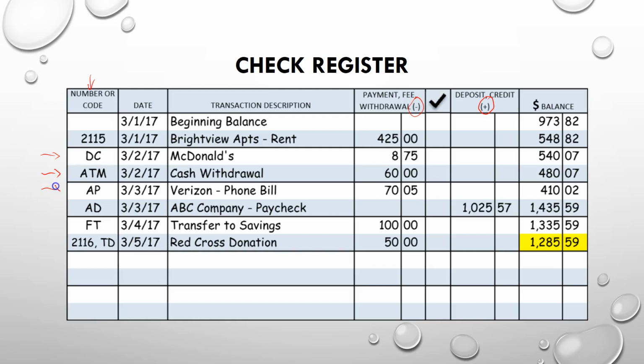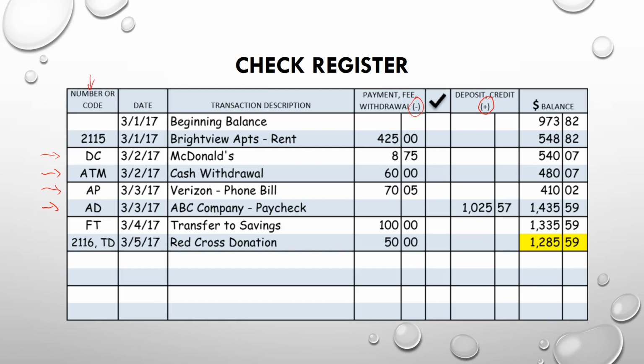Maybe right here, you have a phone bill to Verizon. So maybe that's an automatic payment, right? Where you give Verizon your routing number into your checking account, and then they just automatically take the money out of your checking account each month when you need to pay your bill, right? So maybe that's AP, automatic payment. Maybe AD is like automatic deposit.